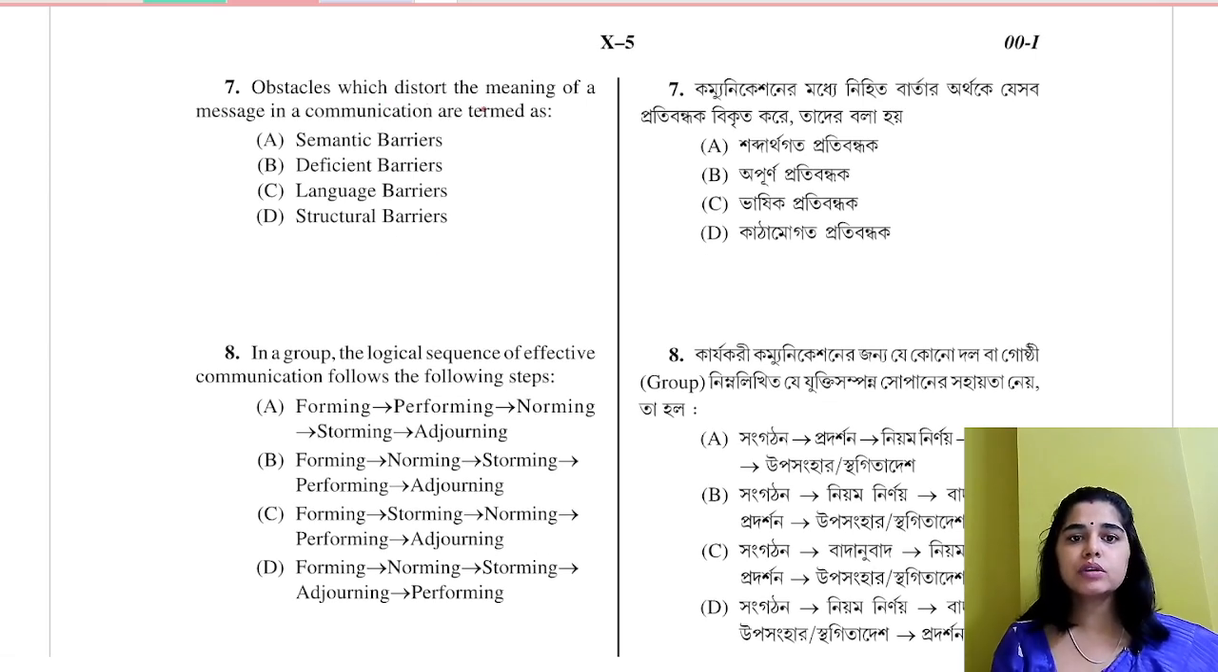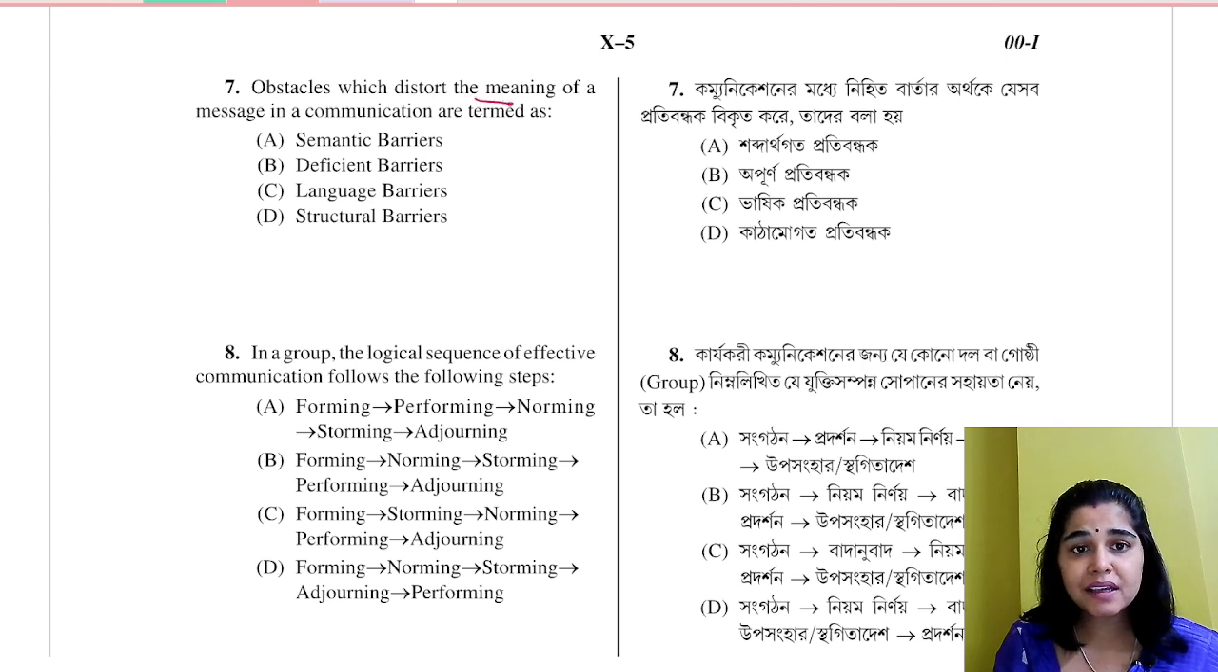Move to the question number 7: obstacles which distort the meaning of the message in a communication are termed as. This is simple: distort the meaning of the message. So meaning will go to semantic, simple.